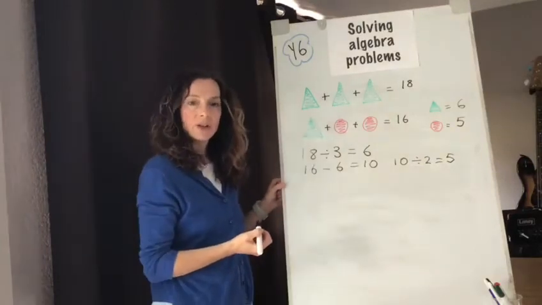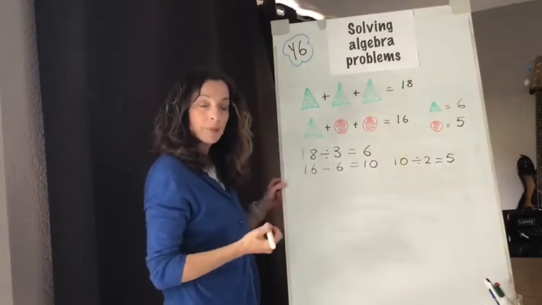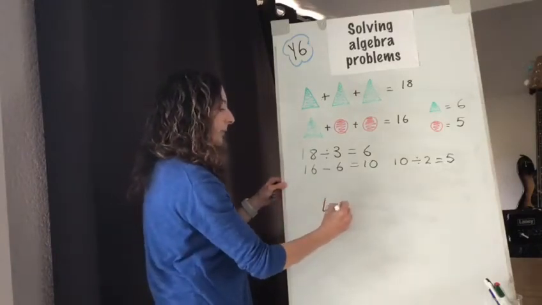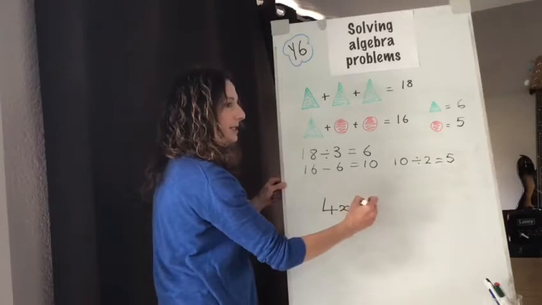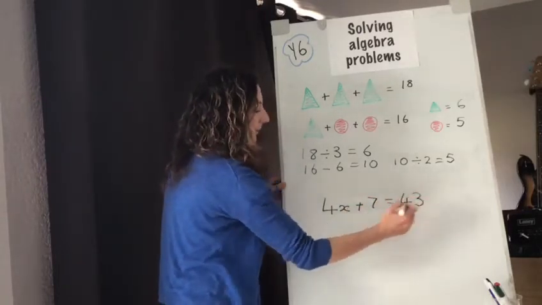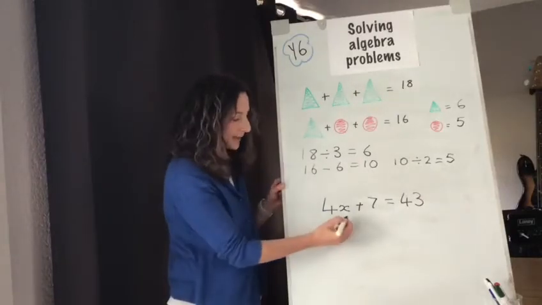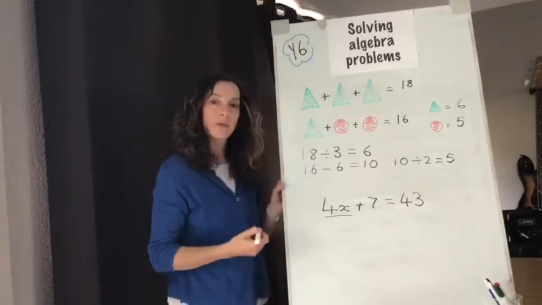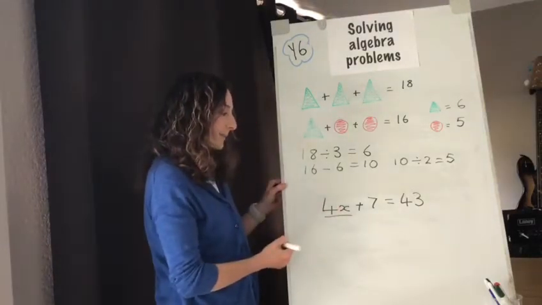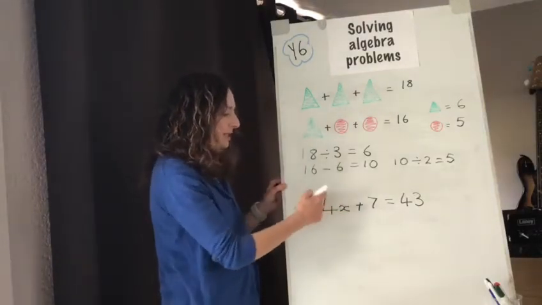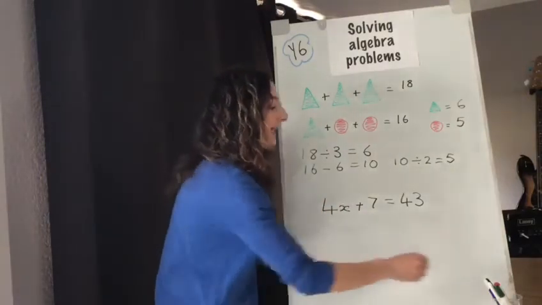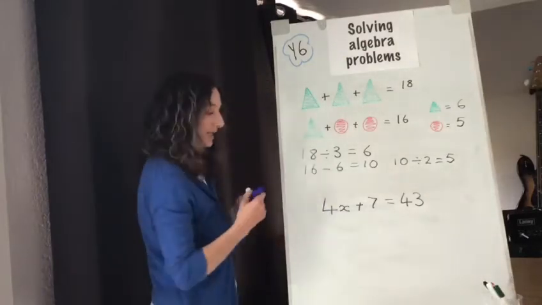But what about if the unknown isn't represented by a picture, it's represented by a letter? Let's take this example. 4x plus 7 equals 43. Now the important thing to remember is that 4x means 4 times x, 4 multiplied by x. And what we need to do is to isolate 4x on its own. And we're going to do that by subtracting 7 from this side.